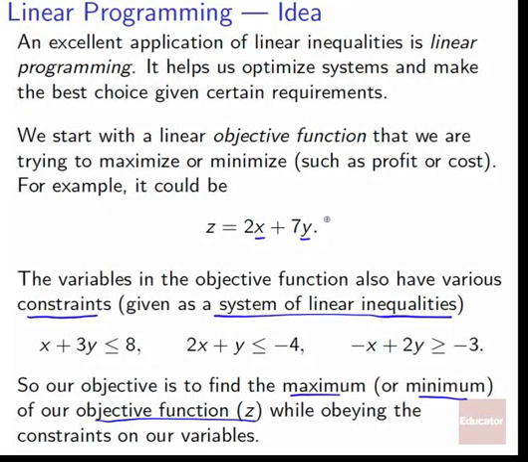Remember, our objective function in this case was z equals 2x plus 7y, while we're obeying these constraints. We can't break these constraints. So we have to stick within these constraints, but we're trying to get z to be the biggest or the smallest thing we possibly can get out of it.